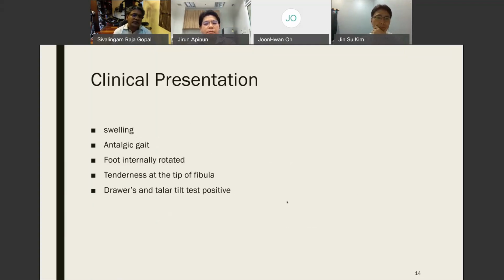Her clinical presentation at the time was swelling. She complained a lot of instability during walking, especially on uneven ground. She has to keep her foot in slight external rotation to prevent her ankle from giving way. Because of doing that, she always has lateral compartment pain over the peroneals. She was tender over the peroneus brevis insertion as well as the tip of the fibula. She had a positive anterior drawer and talar tilt.